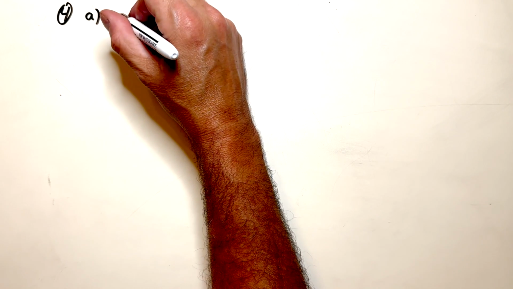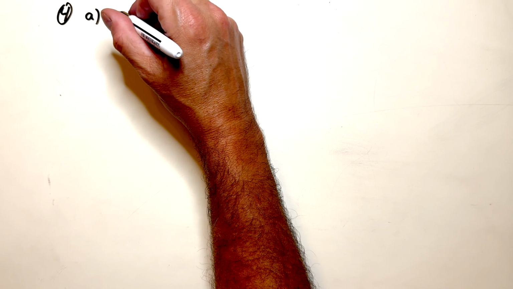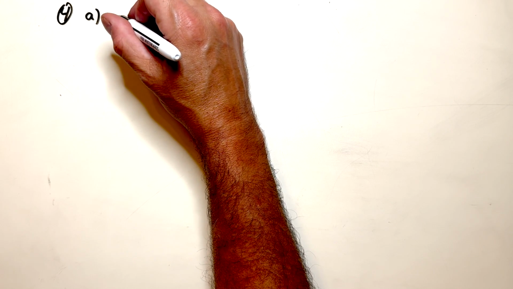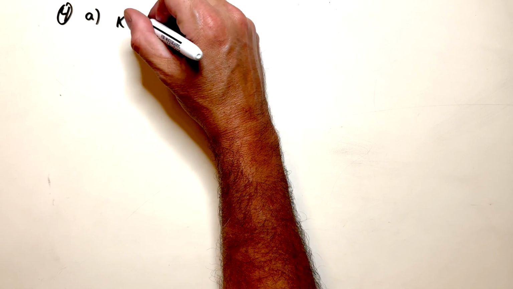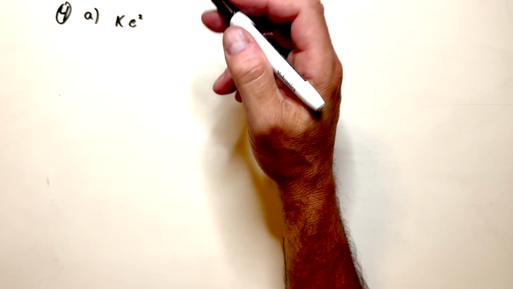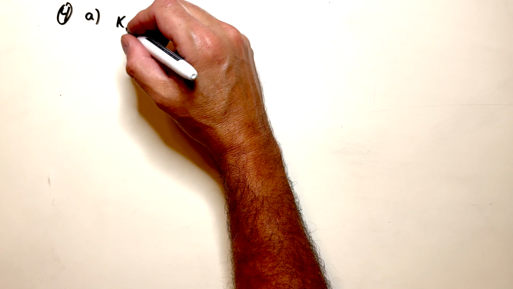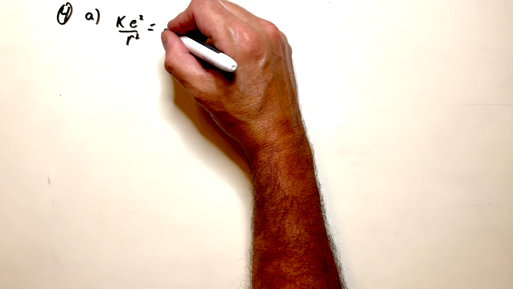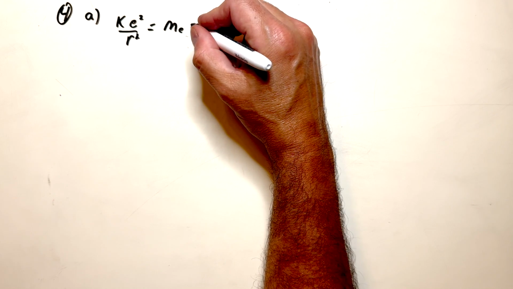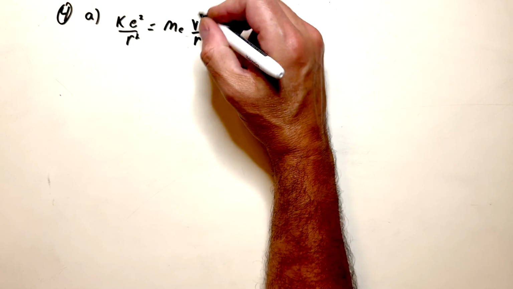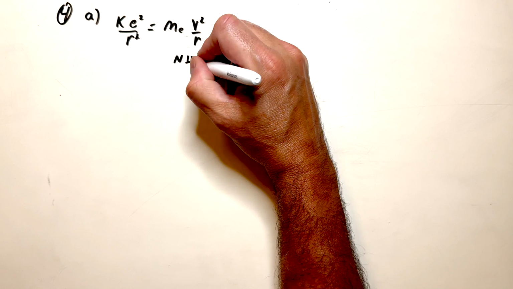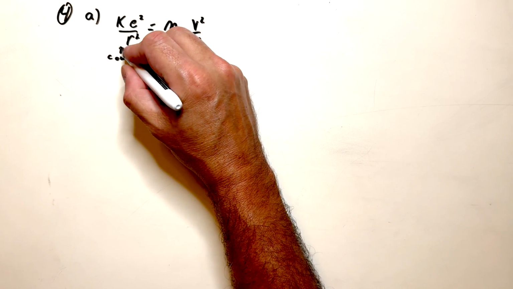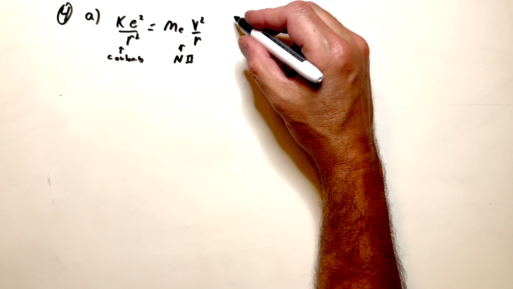So that's basically telling us that we should use Coulomb's law. So we have k times e squared, where e is the charge of the electron, also the charge of the proton, divided by r squared, will be equal to the mass of the electron, m sub e, times v squared over r. That's just Newton's second law. So this is Newton's second law, and this is Coulomb. Set those equal to each other.